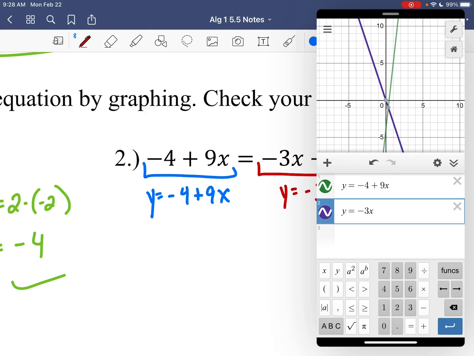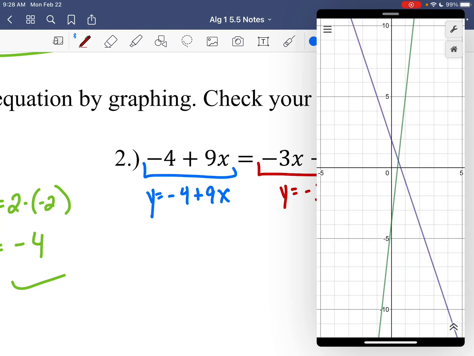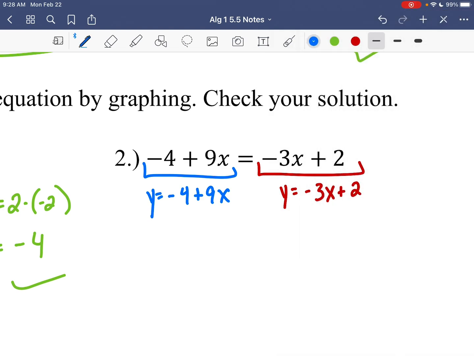What's the rest of it? I can't see. Plus 2. Okay, there they are. So we want to look for the point. So it looks like 1/2. That point would be a little harder to find on my graphing calculator. Not impossible, but I'd have to do a little bit of trial and error to find it. But it looks like there we've got 1/2. So it looks like my solution is x equals 1/2.